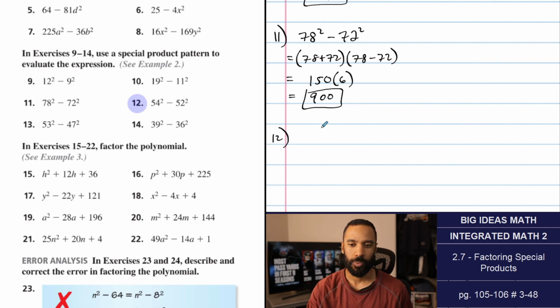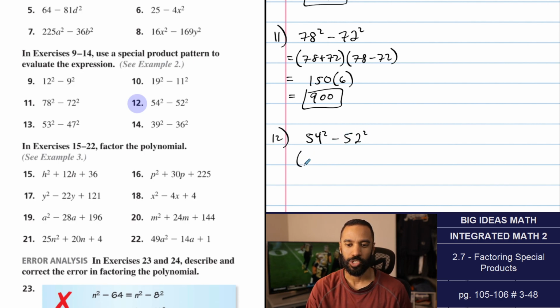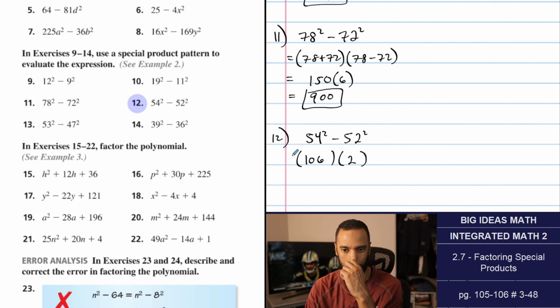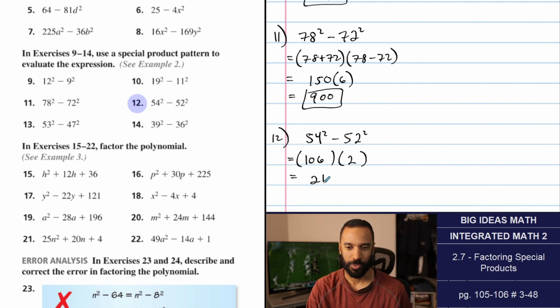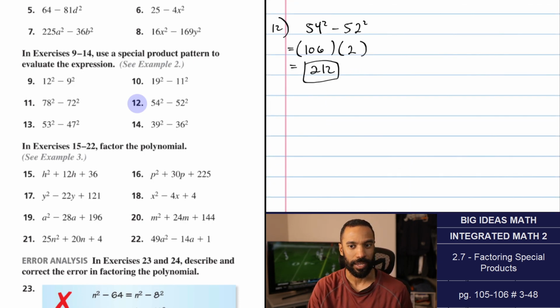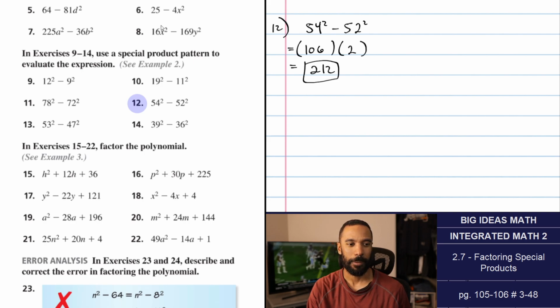Okay, number 12. See, this is brand new and exciting. 54 squared minus 52 squared. So I'm going to do 54 plus 52 here. That's 106. Times 54 minus 52. That's 2. 106 times 2 is 212. I mean, it's clearly faster than doing those other things. I can do this faster than you could type it in the calculator, right? That's kind of what we're doing off that.